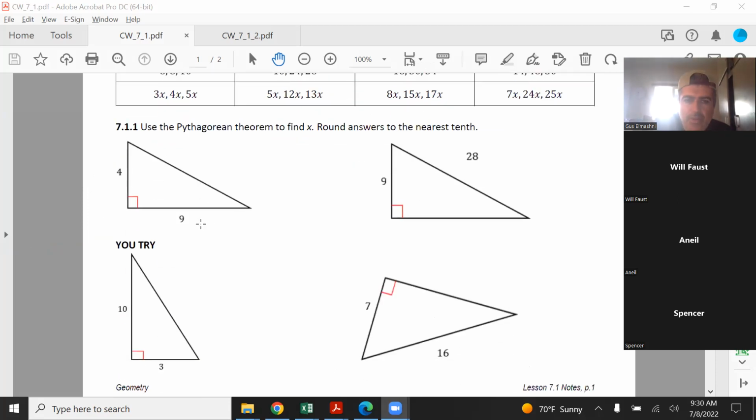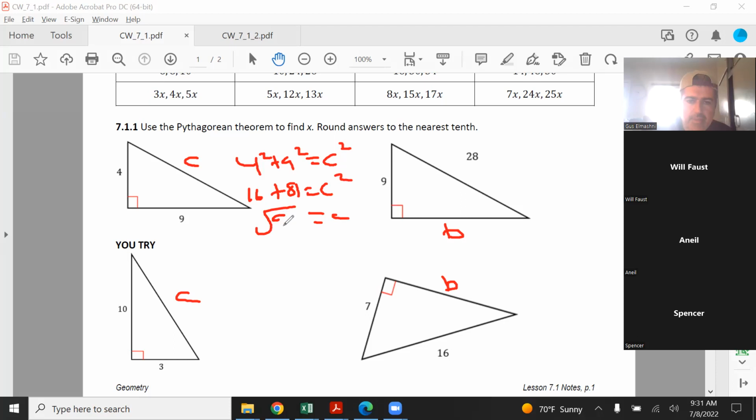Here, you're just asked to apply the Pythagorean theorem to find X. It's not that hard. And round to the nearest tenth. I'll call this side C, this B, and this one C and this B. If you want to call that A instead of B, it doesn't matter. They're interchangeable. So all you're doing is 4 squared plus 9 squared equals C squared. 16 plus 81 equals C squared. C is root 97. Now, if you wanted to give us a decimal, you use a calculator.